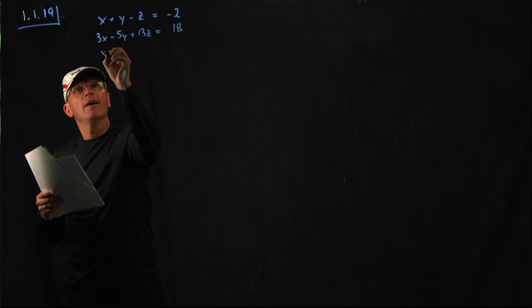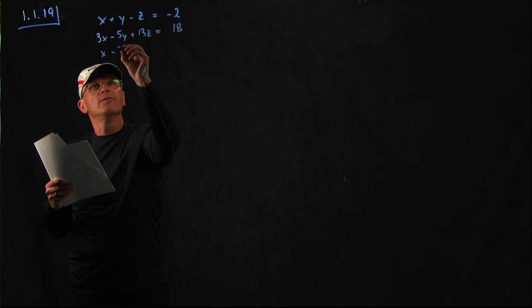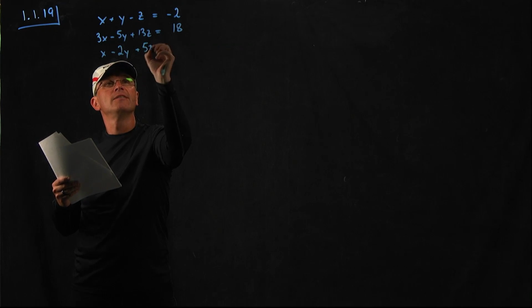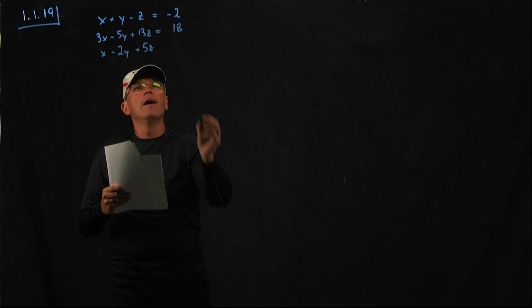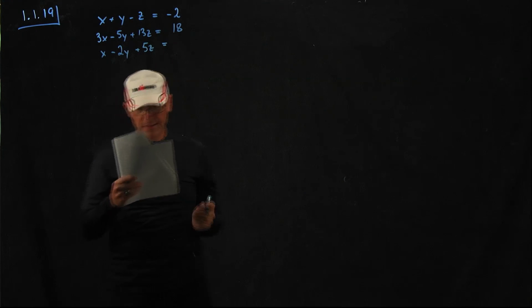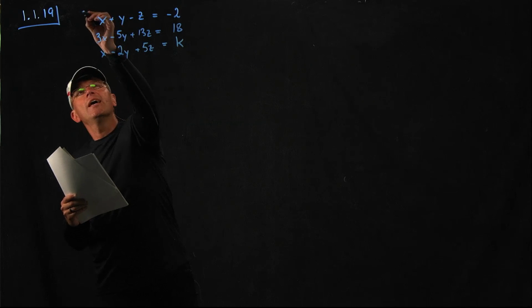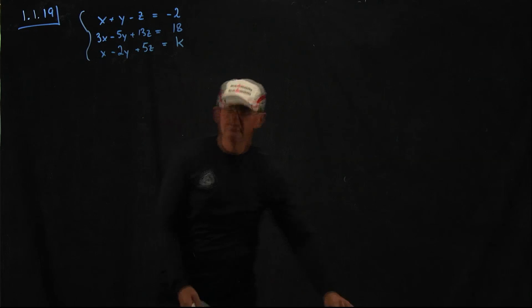Then we have x minus 2y plus 5z. Then here comes the kicker. This equals to some value k. So k here, is a parameter.